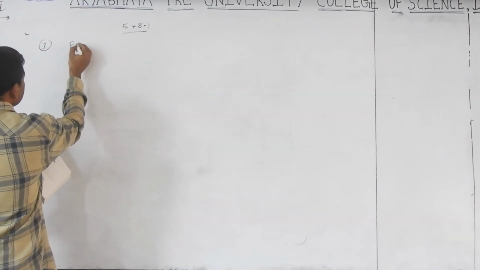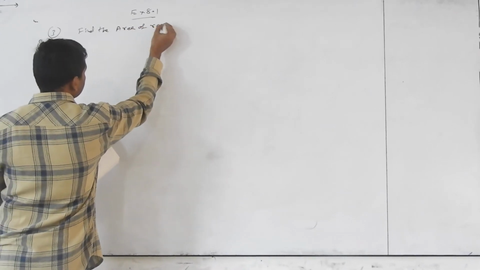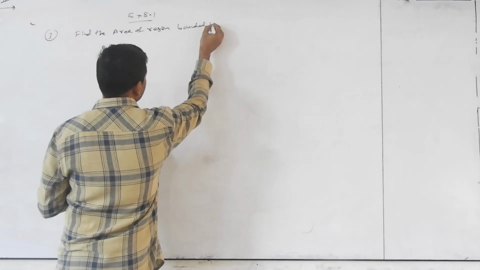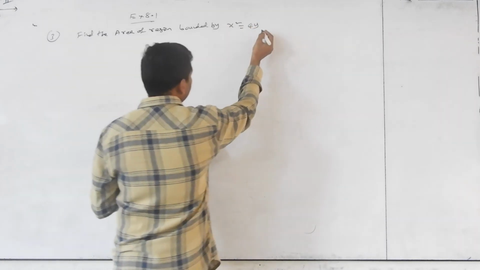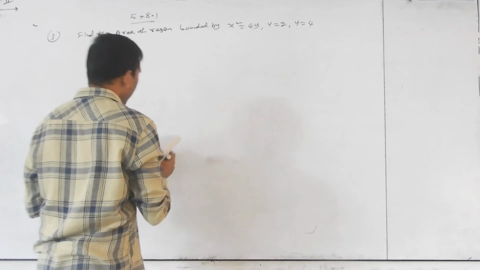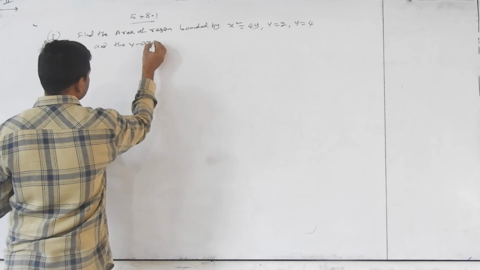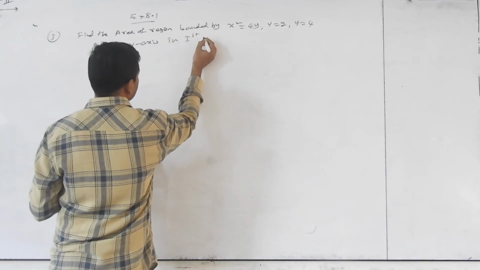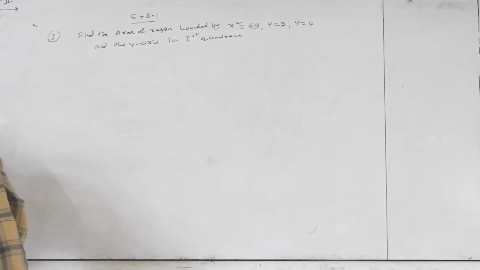Find the area of the region bounded by x square equal to 4y and y is equal to 2, y equal to 4 and the y-axis in the first quadrant.